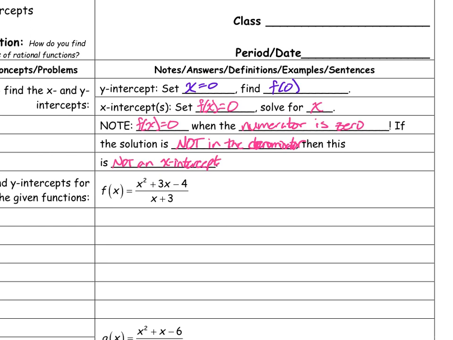So basically what that means, if I find a solution, set my numerator equal to 0, solve for it, and that solution makes my denominator 0, it's not an x-intercept. That would be either one of two things. It's either a hole or a vertical asymptote, so it's not an x-intercept, which is something we've already found. So it has to be part of my domain in order for it to be an x-intercept. So want to push that out there at you.